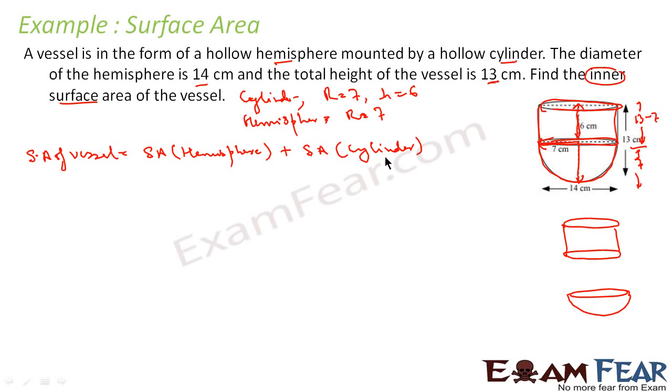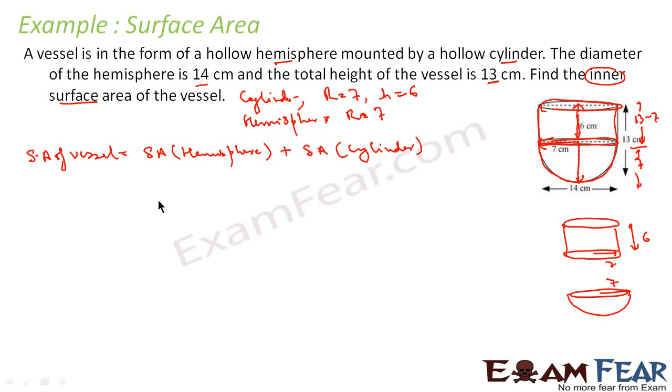In case of surface area, if there is a common area, we subtract. In this case, there is no common or overlapping area, so we don't need to subtract. We'll see this in the next two examples. For surface area, you have to be a little cautious. So the total surface area is surface area of hemisphere plus surface area of cylinder. That we can see because this is a cylinder, this is a hemisphere. And for this, we can write the dimensions. This is 6, this is 7, and this is 7.